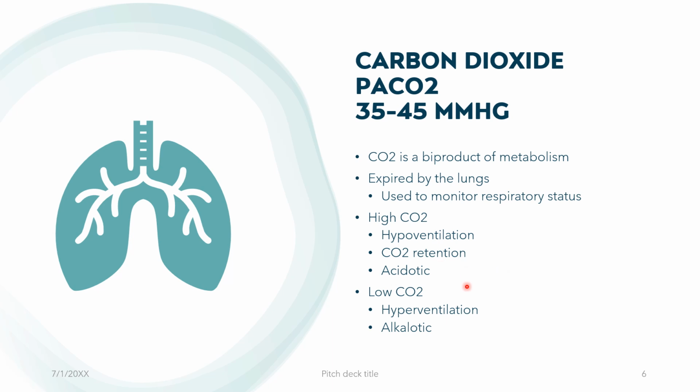We can see low CO2 in hyperventilation. So think of our patients who are super anxious, our patients who feel really dyspneic, our patients who are maybe even fluid overloaded and are breathing 30 times a minute. They're going to breathe off all of that CO2, which is going to cause them to be alkalotic, so a higher pH. And our range on an ABG is 35 to 45.